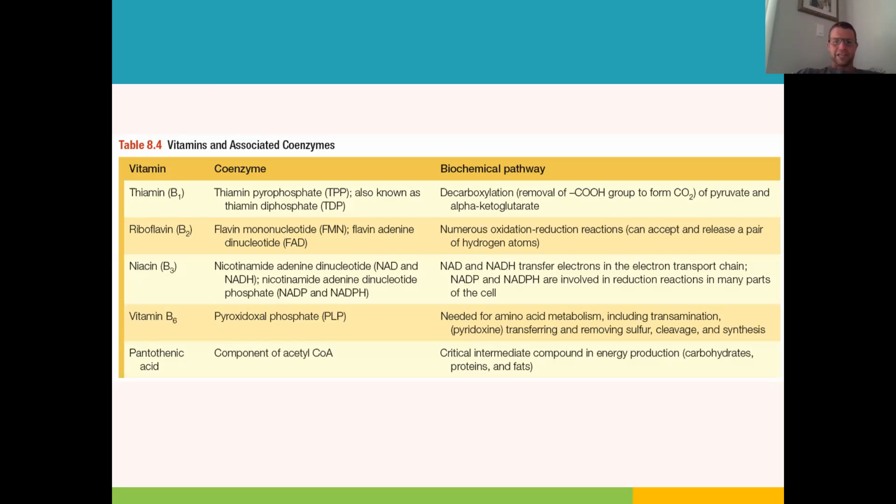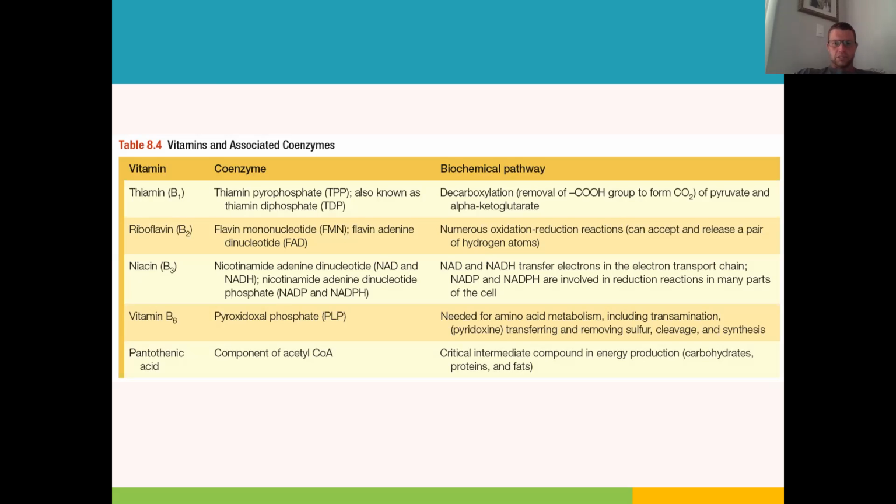And then again, the same thing, nicotinamide adenine dinucleotide phosphate is NADP and NADPH. Again, you will see these as we look at the Krebs cycle and the electron transport chain and everything, all right? So NAD and NADH transfer electrons in the electron transport chain. NADP and NADPH are involved in reduction reactions in many parts of the cells. Okay?